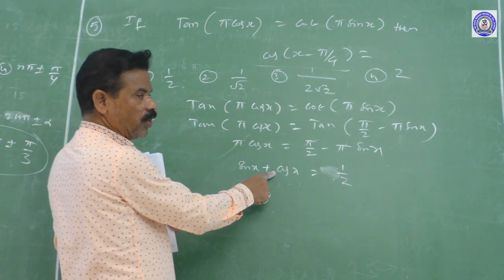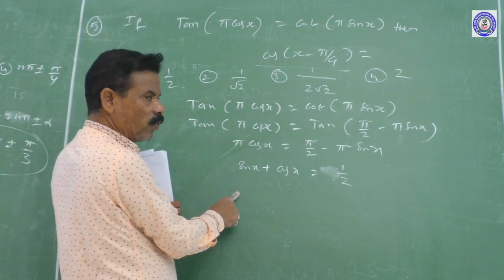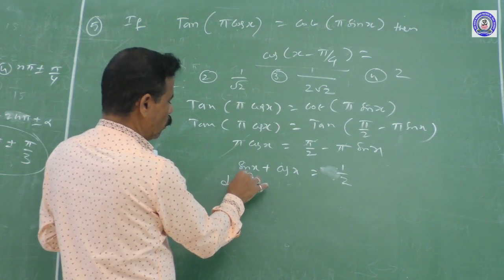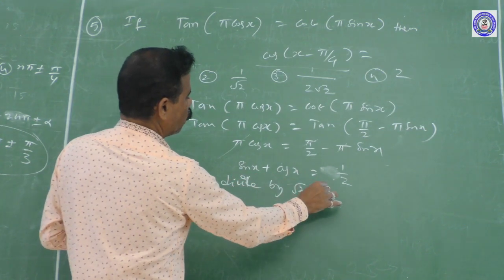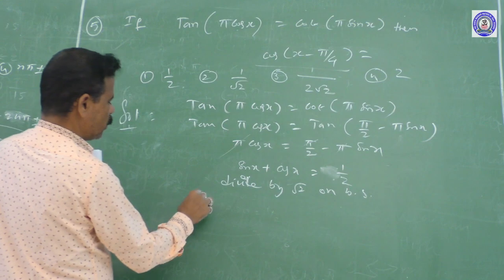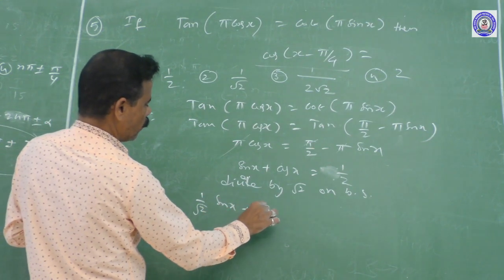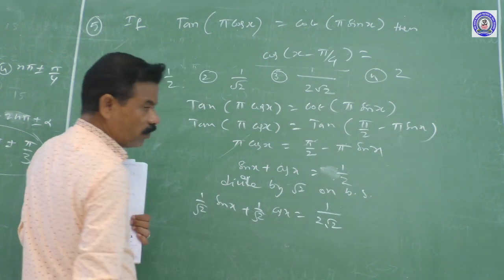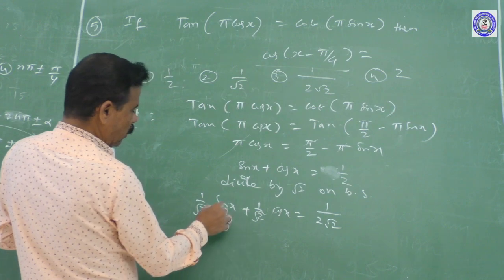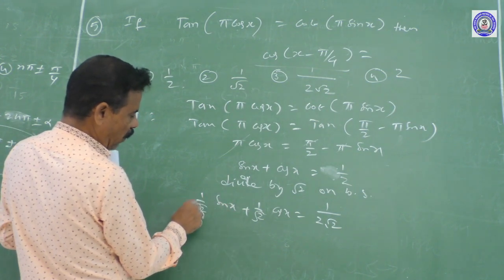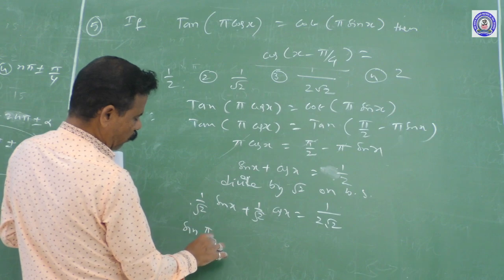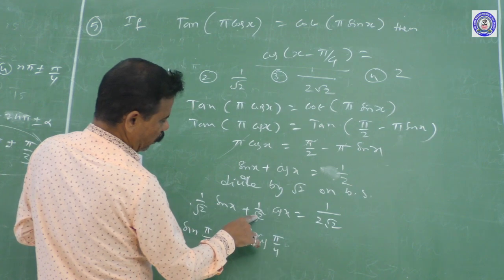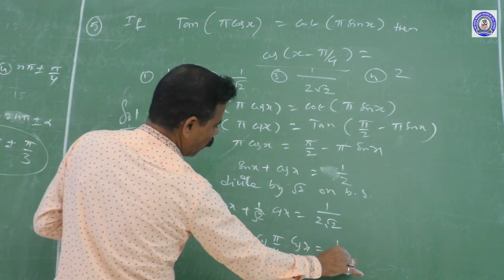Here coefficient 1, here coefficient 1. Division by root 2, root of 1 square plus 1 square, root 2. Divide by root 2 on both sides. So this is 1 by root 2 sin x, this is 1 by root 2 cos x is equal to 1 by 2 root 2. Here 2 division is root 2. So this is sin x, sin 45. This is sin 5 by 4, 1 by root 2 sin x plus this is cos 5 by 4, 1 by root 2 cos x is equal to 1 by 2 root 2.